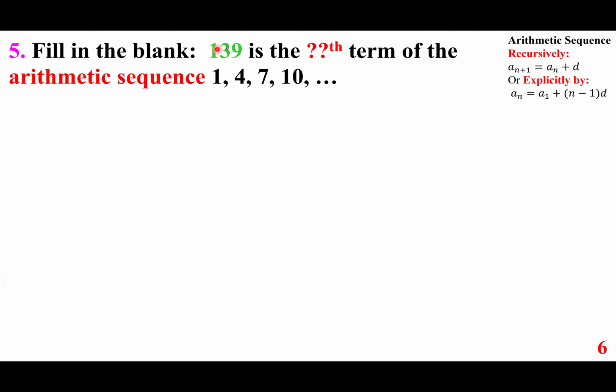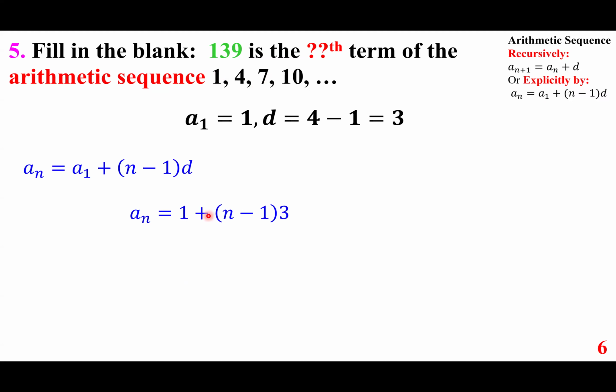All right, fill in the blank. 139 is which term of the arithmetic sequence 1, 4, 7? They are telling us it's an arithmetic sequence, but you should always check it. The first one is 1, and then 4 minus 1, 7 minus 4, 10 minus 7, all of them are 3. So we're going to write a sub 1 and d. a sub n has the general formula a sub 1 plus n minus 1 times d. We replace a sub 1 and d, so we get 1, and distributing, plus 3n minus 3. Obviously, 1 and minus 3 add up to negative 2.